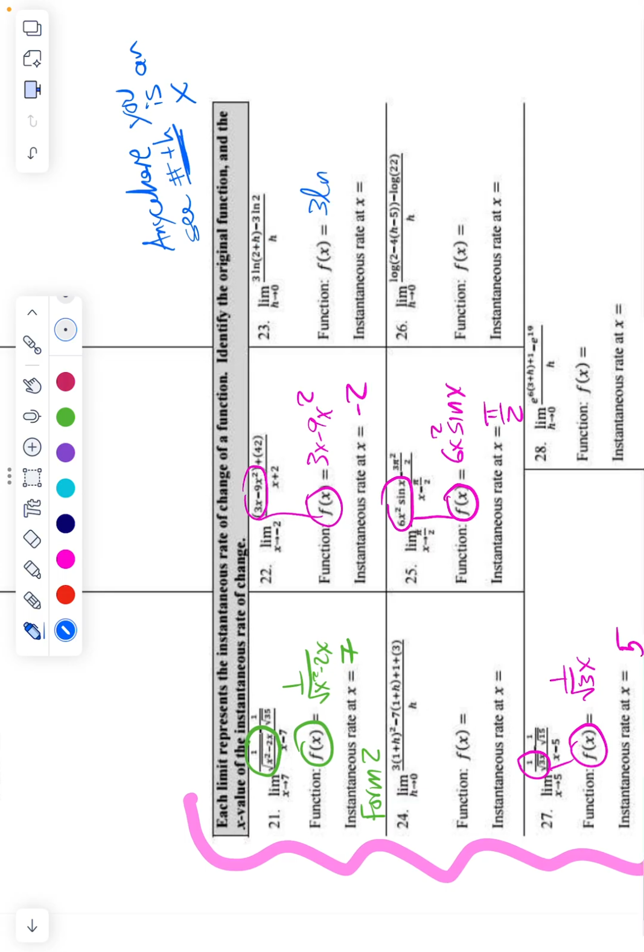Three natural log of x. Okay? And then the number with h is the point. So an x equals, in this case, 2. Seem okay? Pretty okay? All right. Let's try the next one.